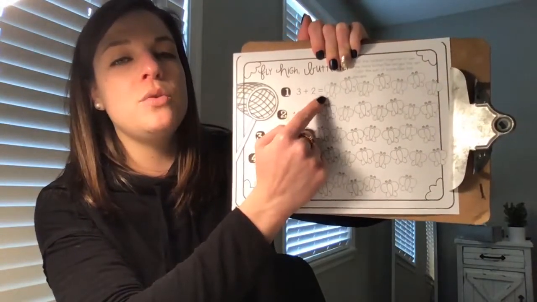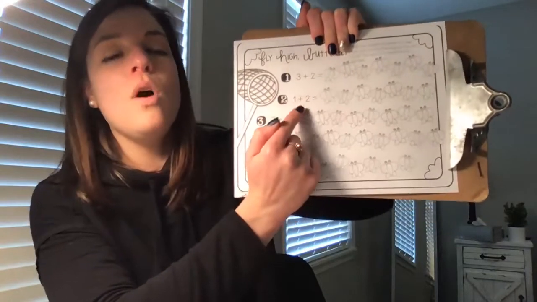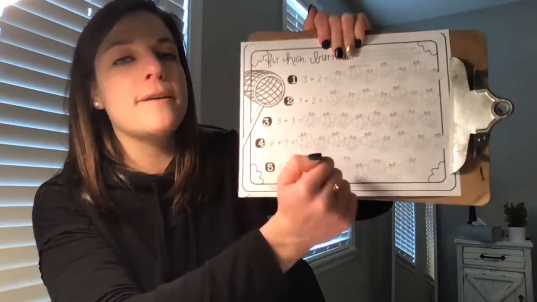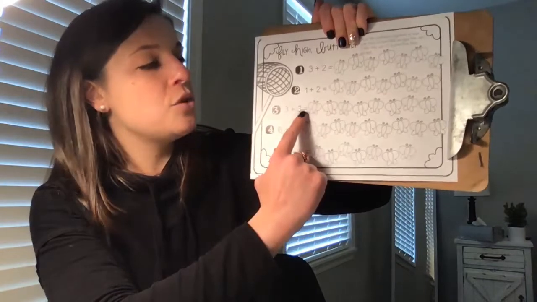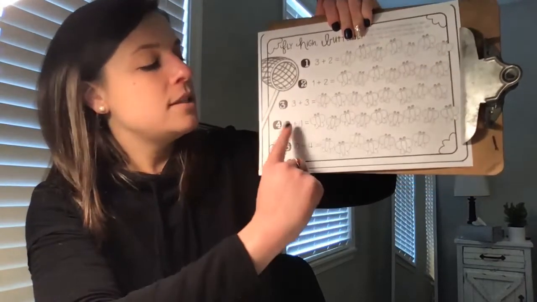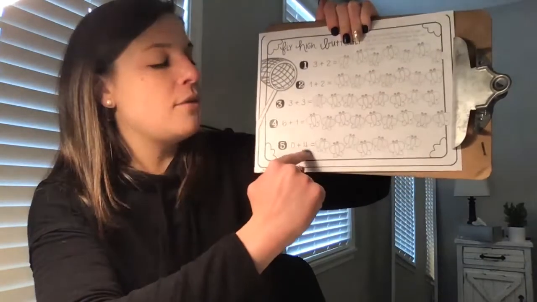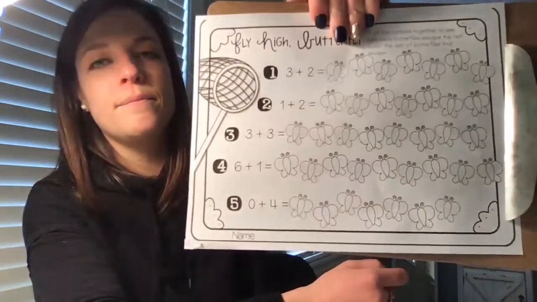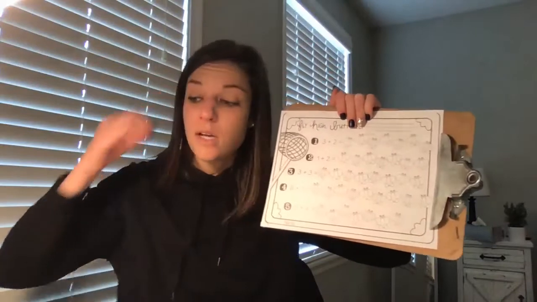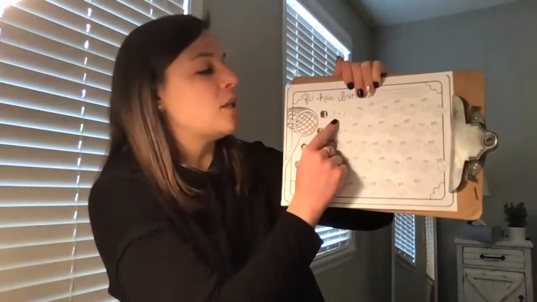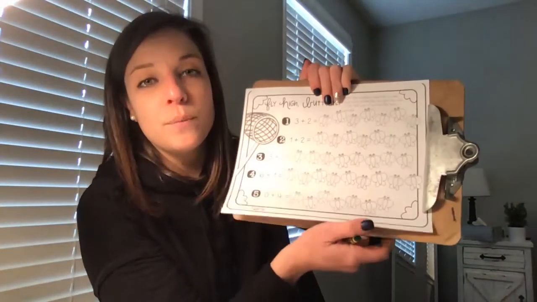So let's read. Here we go. 3 add 2 equals blank. 1 add 2 equals blank. 3 add 3 equals blank. 6 add 1 equals blank. 0 add 4 equals blank. Okay, so let's take a look. The first one says 3 add 2.